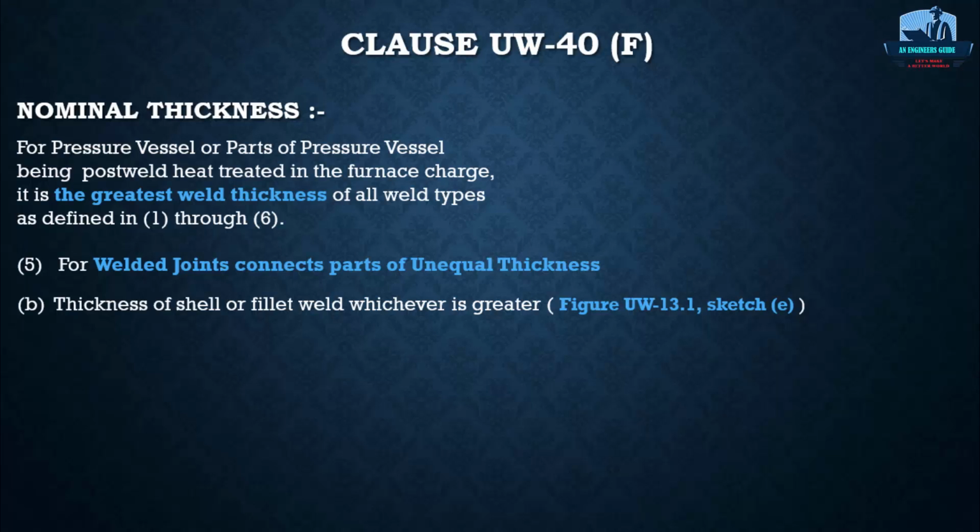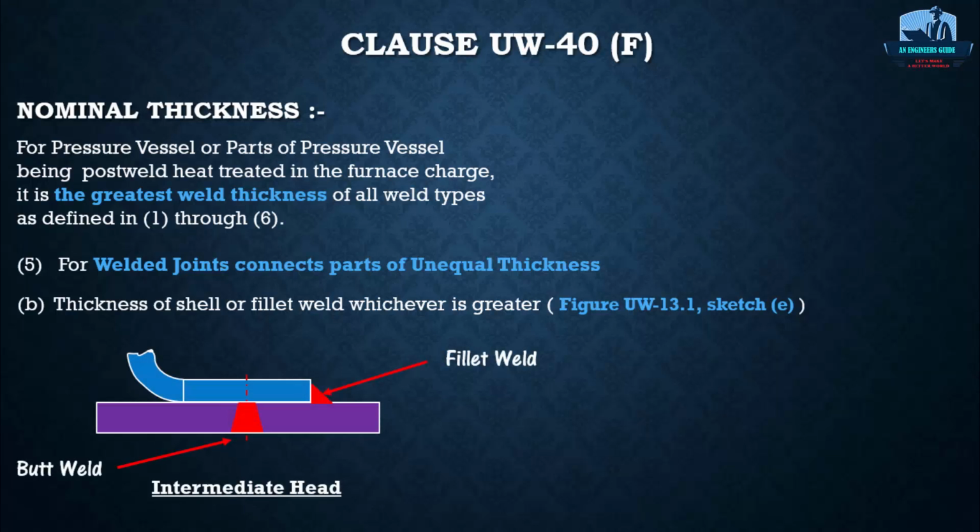For your reference, I'd like to show the sketch. If such an arrangement is there, when we have to weld the head in the intermediate portion of the shell, there are a fillet weld and a butt weld. So in this case, the nominal thickness will be the thickness of the fillet weld, which is nothing but the throat of the fillet weld, and for the butt weld, which is nothing but the thickness of the shell.